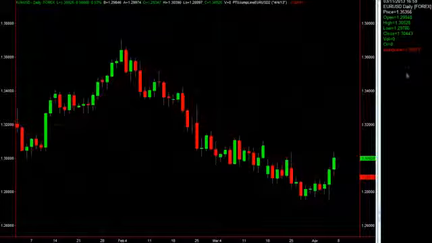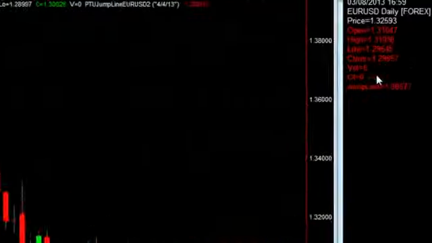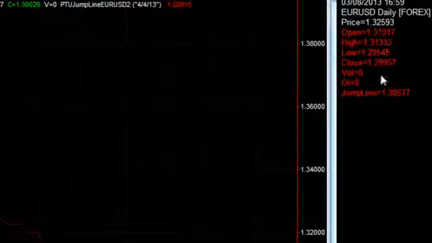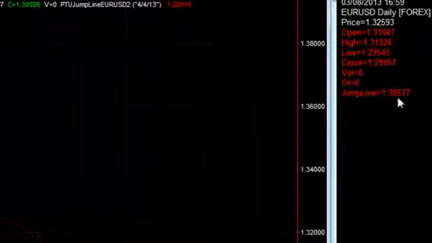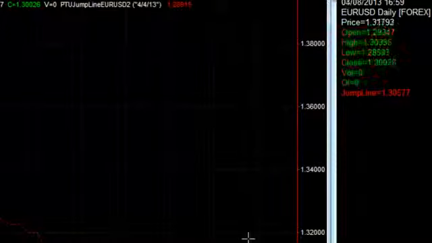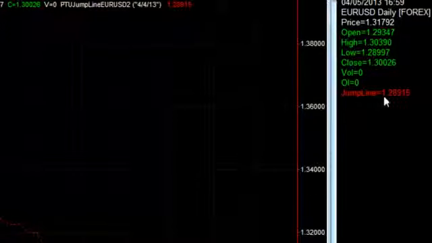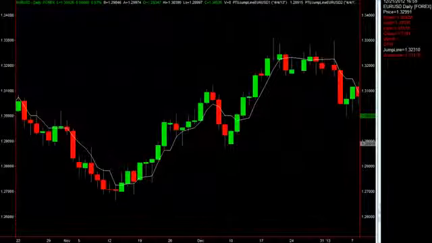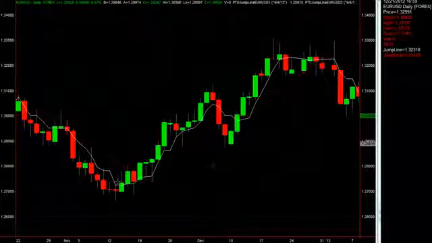Notice the data window to the right. When you click on any bar, you'll see all the values of each indicator showing up in the data window. So on this last bar, you'll see that the jump line was at 1.28915. The second indicator is called the confirmation line. This is the white solid line.